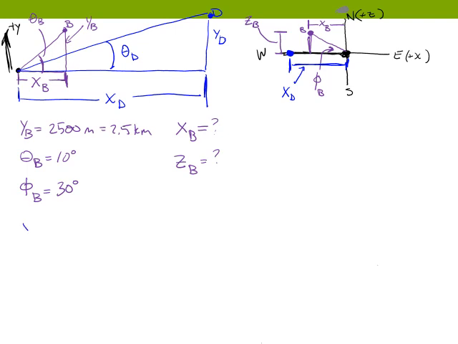For the Douglas, we know our altitude. That was 3,000 meters or 3 kilometers. We also know what our angle is with respect to the horizon. That was 5 degrees. And we know our z component of our Douglas. That's going to be 0 kilometers. So for the Douglas, we're almost done. All we need to know for the Douglas is our x component. For the Boeing, though, we've got to work out what the x and the z components are.